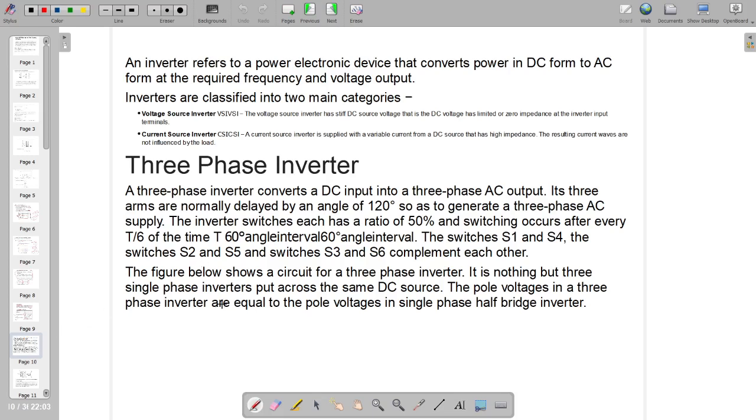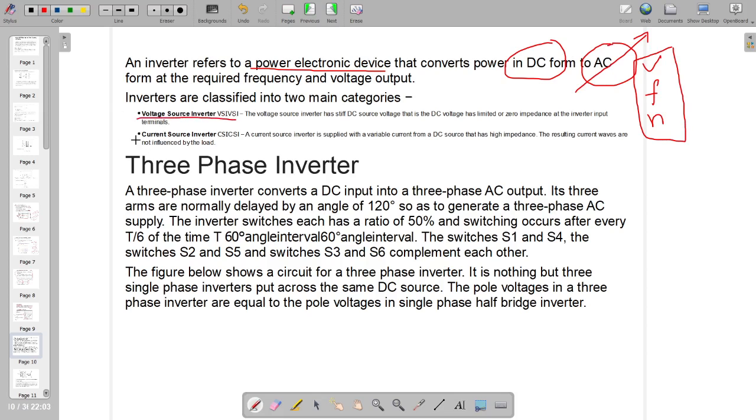An inverter is a power electronic device, absolutely a power electronic device, which converts DC to AC. The AC output depends on the voltage, the frequency, and the number of phases. These three parameters influence the variation in the AC output power. Inverters are classified as voltage source inverter and current source inverter, as seen in the first slide on the types of inverters.